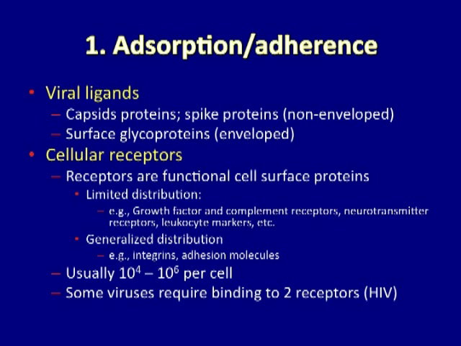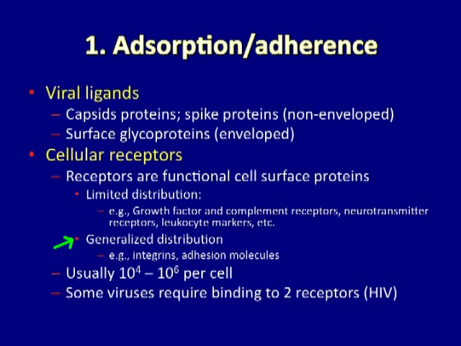From the perspective of the host cell, the virus may use a variety of different receptors. Usually these are functional cell surface proteins on the host cell, but they may be proteins that are limited in distribution to certain types of cells, such as growth factors or complement receptors or leukocyte markers. And these limited distribution receptors would account for the tropism of certain viruses for certain types of cells. On the other hand, there are other viruses that infect a variety of different cell types, and they may use functional cell surface proteins that are ubiquitous on a variety of different cell types, such as integrins or adhesion molecules.